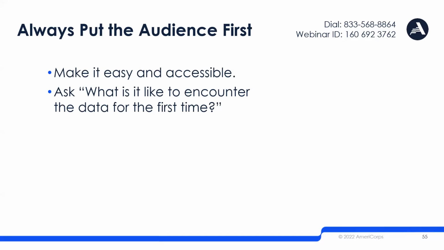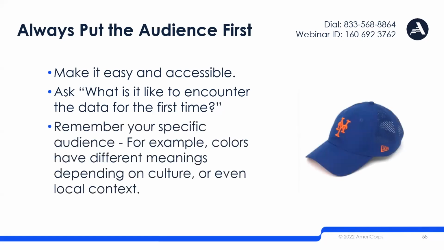For example, that labels are readable. You may also want to remember your specific audience. For example, colors have different meanings depending on culture or even local context. I'm originally from New York, home of the Yankees and Mets. And even though I don't really follow baseball, I will probably never be able to see the combination of orange and blue and not think of the Mets. When you're making something for an organization you're working with, you may want to use the organization's colors. You'll see that VISTA is very intentional about its color use, with the AmeriCorps blue and red often used in webinars and other materials.